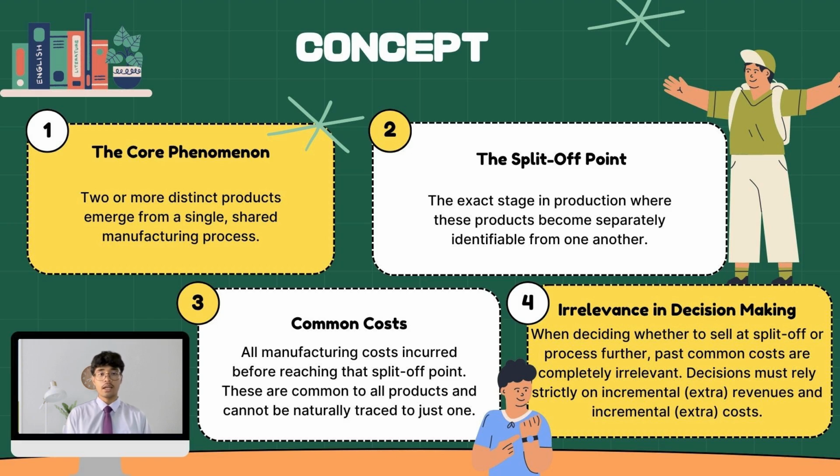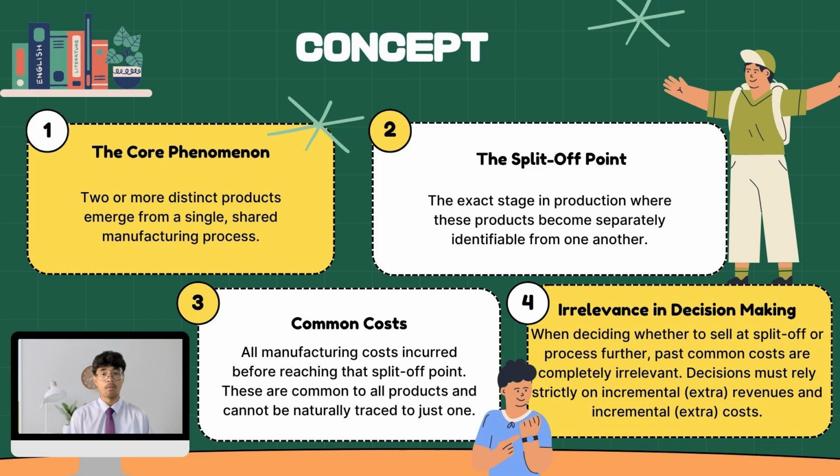The third point is that the manufacturing costs incurred before reaching the split-off point are called common costs or joint costs. These costs cannot be naturally traced to only one product, so we need an allocation method if we want product-level inventory costs.